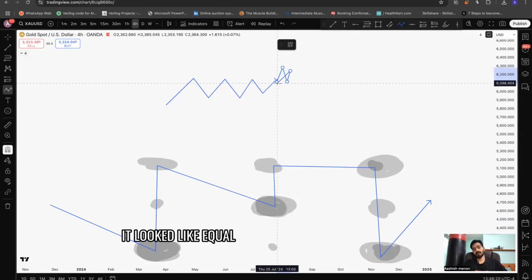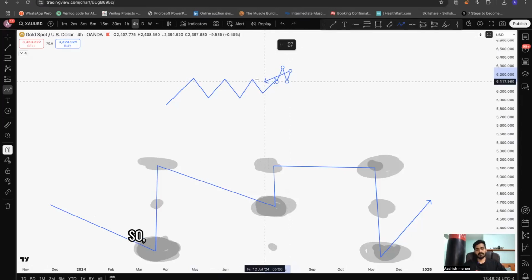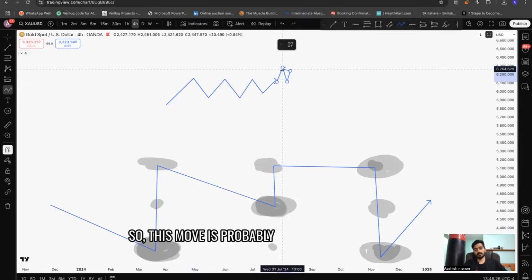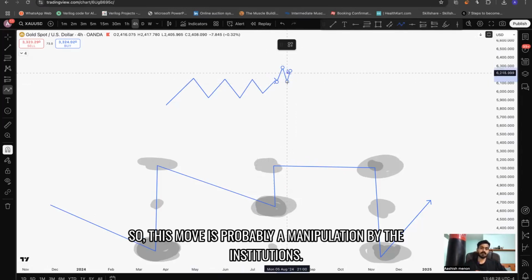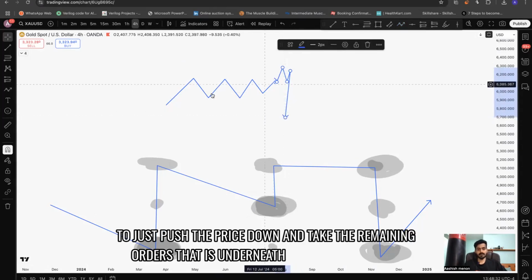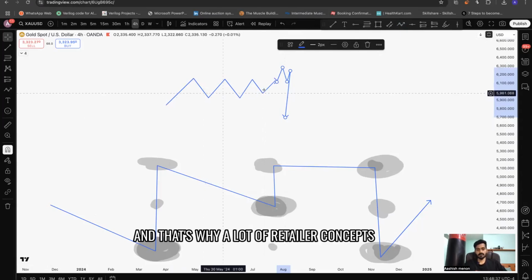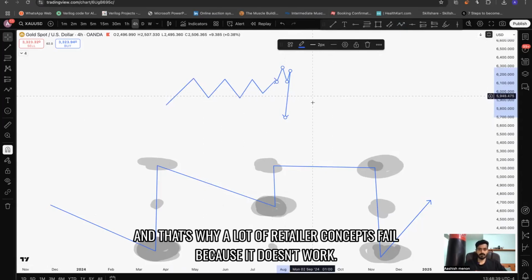It looks like equal highs, which means there is a huge pool of liquidity here. So this move is probably a manipulation by the institutions to push the price down and take the remaining orders underneath, which are their stop losses. And that's why a lot of retailer concepts fail, because it doesn't work. It's bullshit.